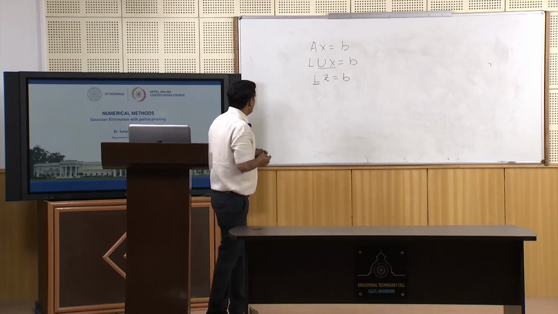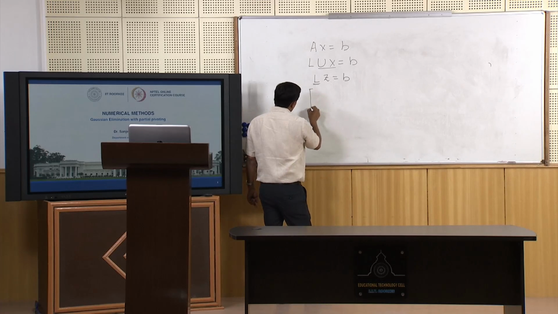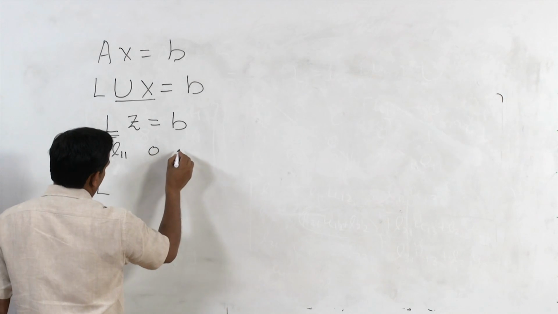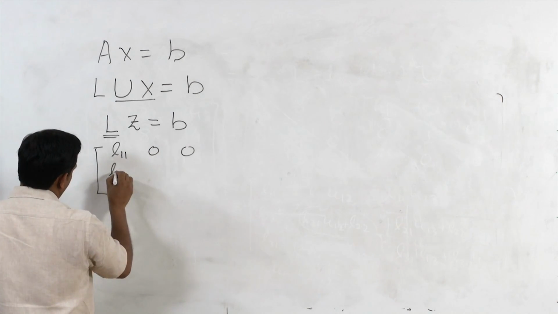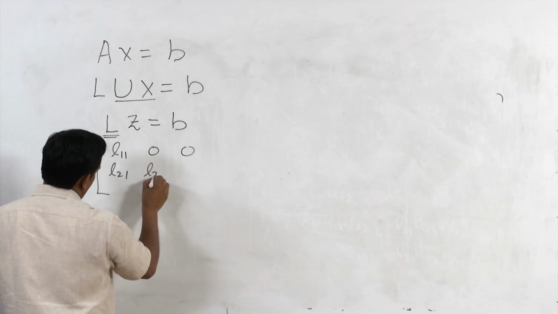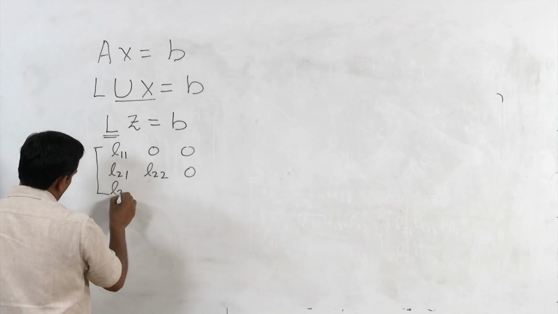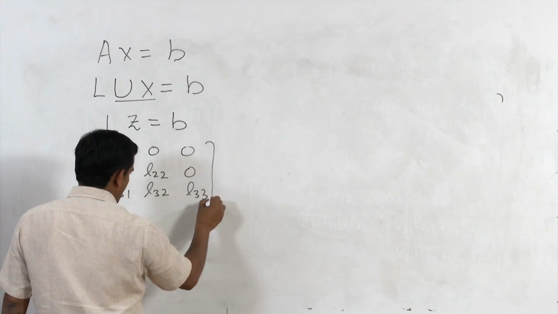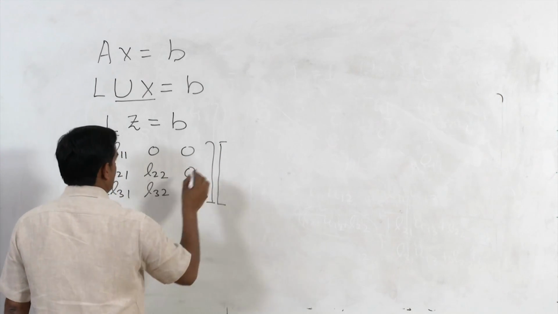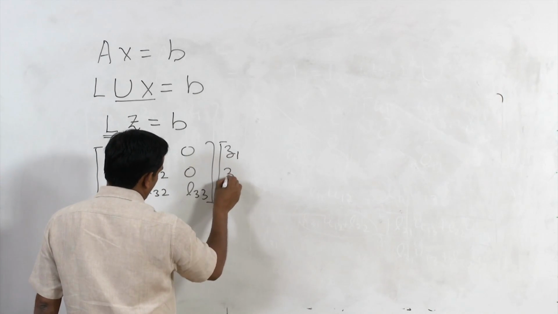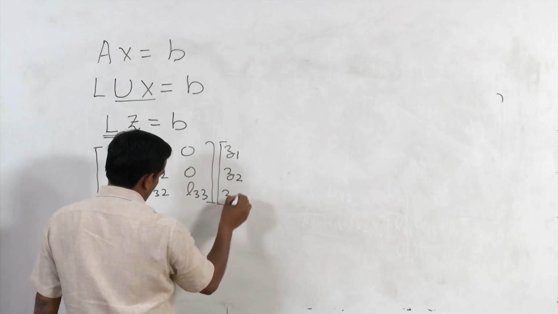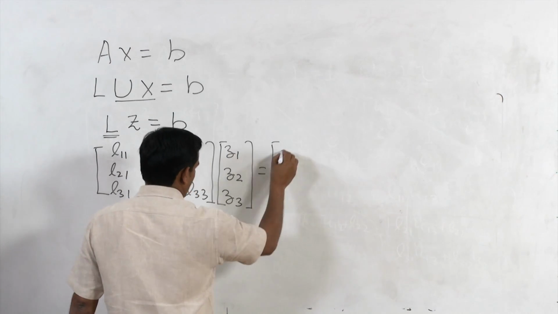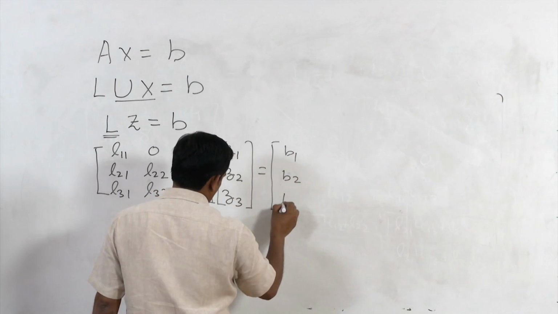So, what I will do? It will be something like that: L11, 0, 0, L21, L22, 0, L31, L32, L33 into Z1, Z2, Z3. This equals to B1, B2, B3.